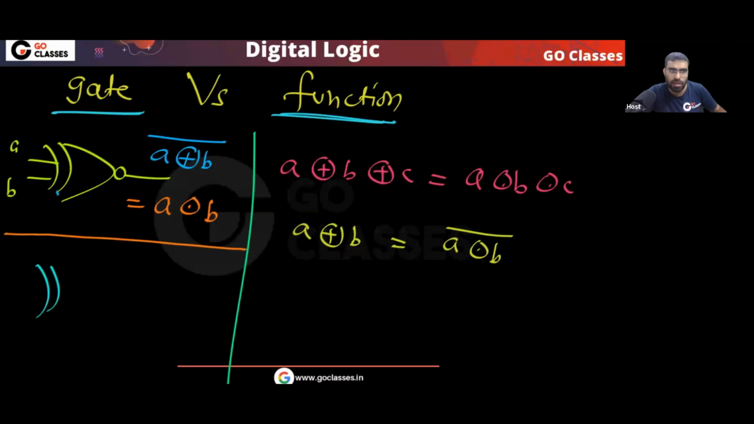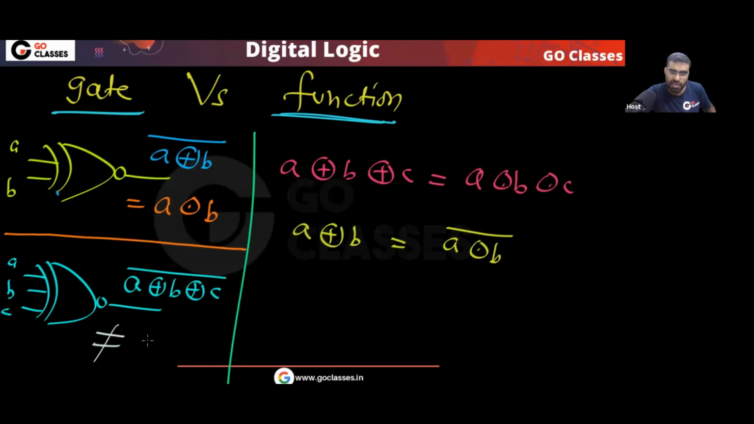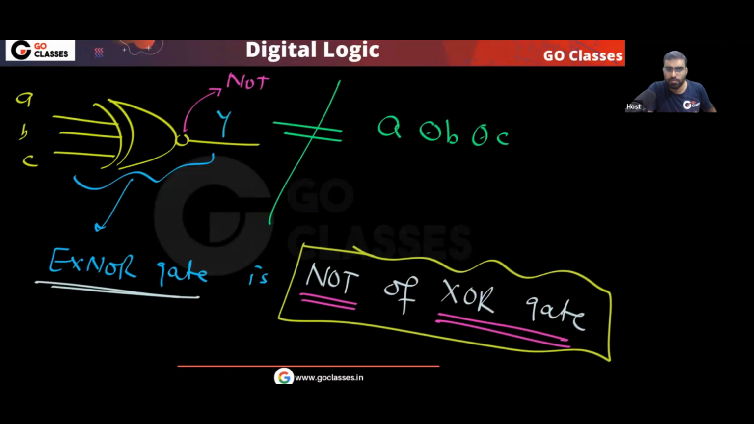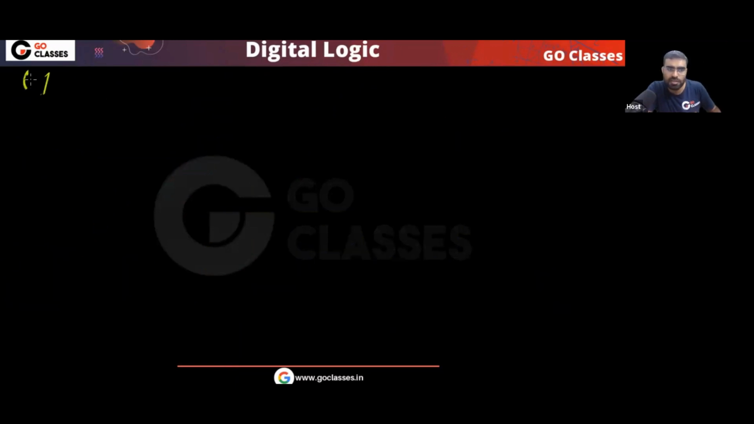Yes or no? If you have three inputs, then this will not happen. A, B, C. Remember, your output will be: first you take XOR, and then you take complement. Now, this is not the same as A XNOR B XNOR C. Is this clear? Please tell me. Understood?